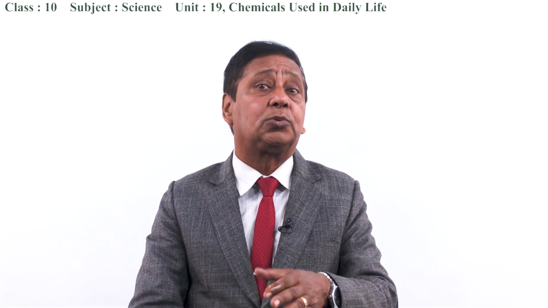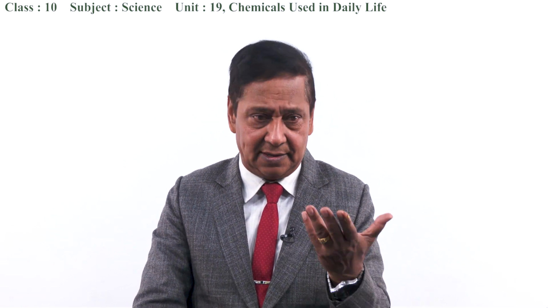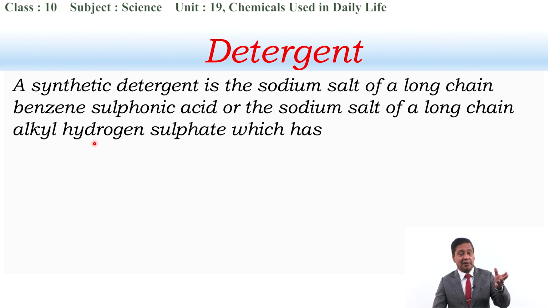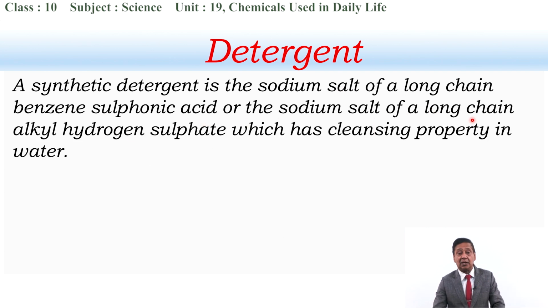Synthetic detergent is also a sodium salt. Look at this: a synthetic detergent is the sodium salt of a long chain benzene sulfonic acid, or the sodium salt of a long chain alkyl hydrogen sulfate. Don't feel uncomfortable because new chemical names and new molecular formulas are coming. Actually, this is the sodium salt of benzene sulfonic acid and alkyl hydrogen sulfate, which has cleansing property in water.